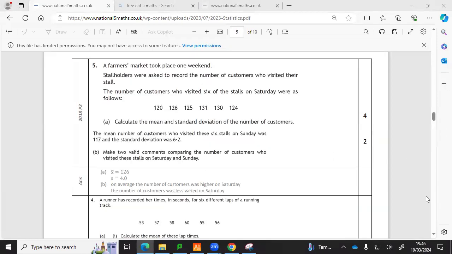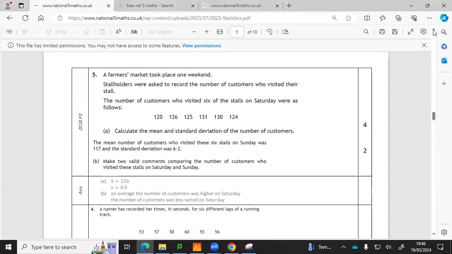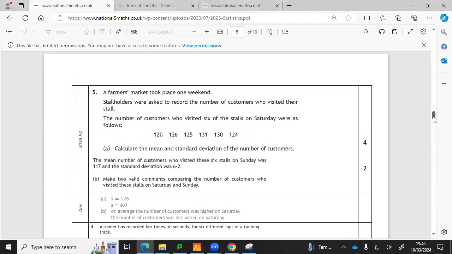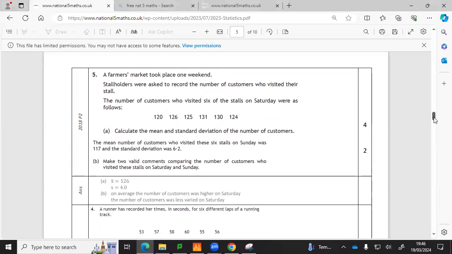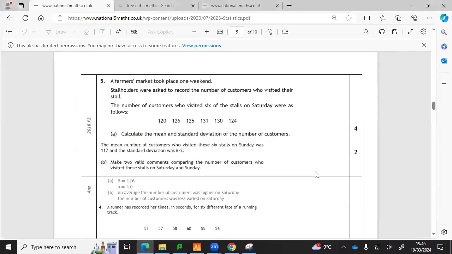Okay, guys, since we're on the past papers and we got on okay with the last question, let's just try 2018 paper 2 a wee bit more.